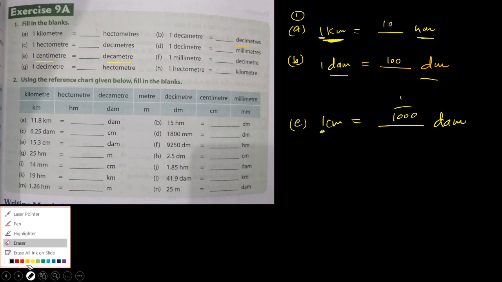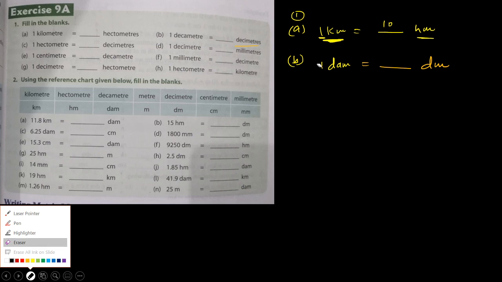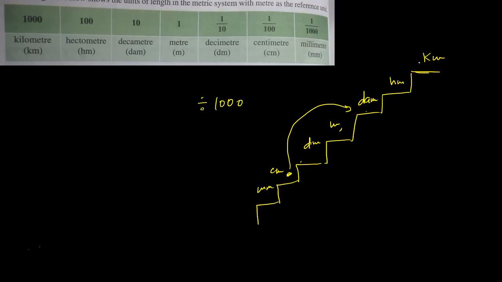Okay, let us do the second question now. And second question says, using the reference chart given below, fill in the blanks. Part A, 11.8 kilometer, and you have to convert it into decameter. So in order to convert kilometer into decameter, what do you have to do? So now you are standing on kilometer and you have to come on decameter. You are coming down, so you have to multiply. In how many stairs? 1 and 2. So you have to multiply by 100.